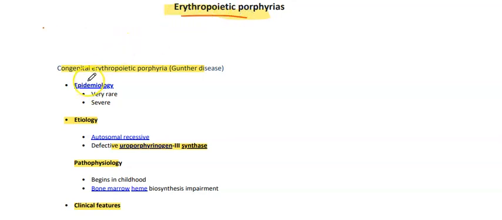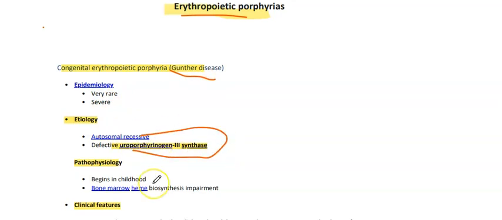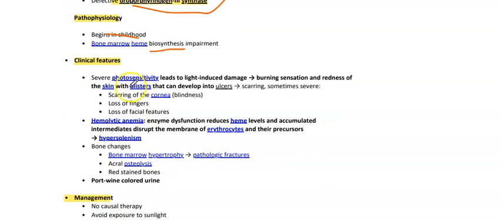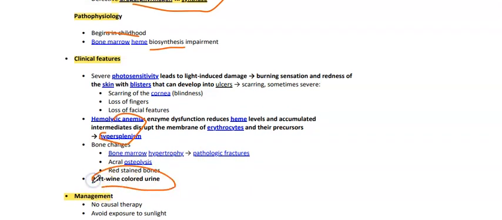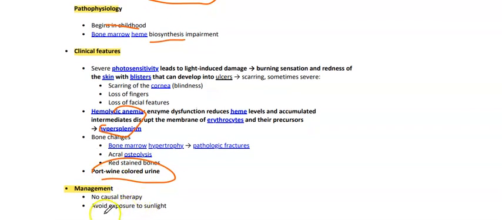Erythropoietic porphyria: congenital erythropoietic porphyria, known as Gunther disease. It is very rare but severe. Etiology: autosomal recessive uroporphyrinogen 3 synthase defect. Bone marrow heme biosynthesis impairment begins in childhood. Clinical features: severe photosensitivity, hemolytic anemia leading to hypersplenism, bone changes, bone marrow hypertrophy, pathologic fracture, acral osteolysis, red stained bone, and port wine colored urine. Management: no causal therapy; avoid exposure to sunlight.